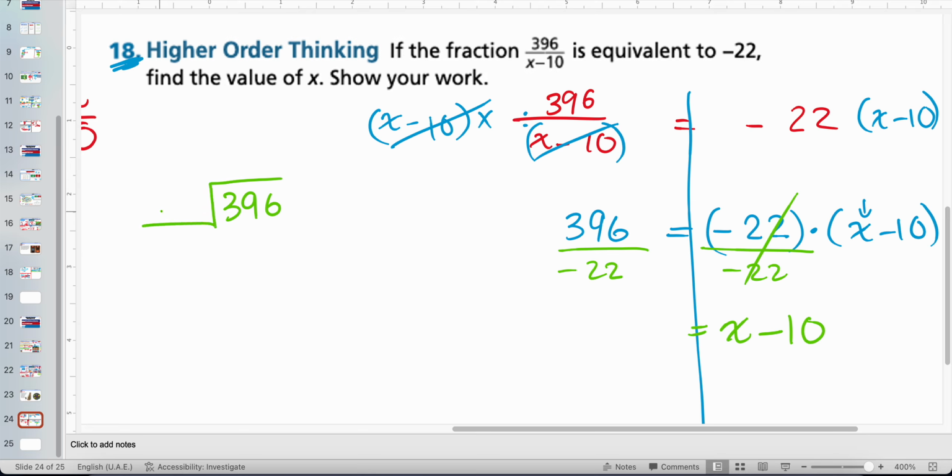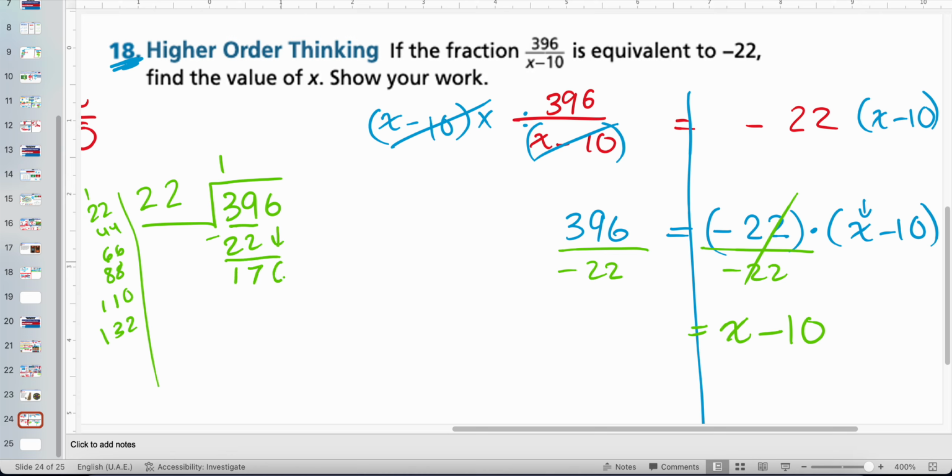396 divided by negative 22. Skip count by 22: 22, 44, 66, 88, 110, and so on. 3 divided by 22, I cannot. 39 divided by 22 is 1, which is 22. Subtract, 17, put the 6 down. I have to skip count more. 1, 2, 3, 4, 5, 6, 7, 8. So the answer is 18, but negative with positive is negative.